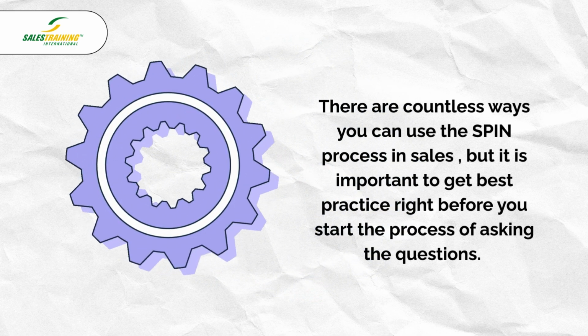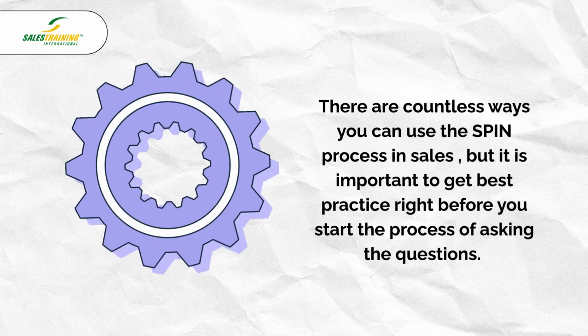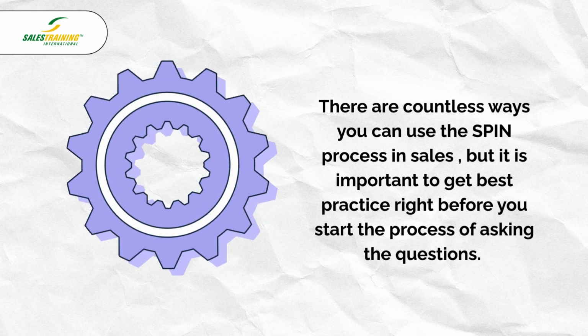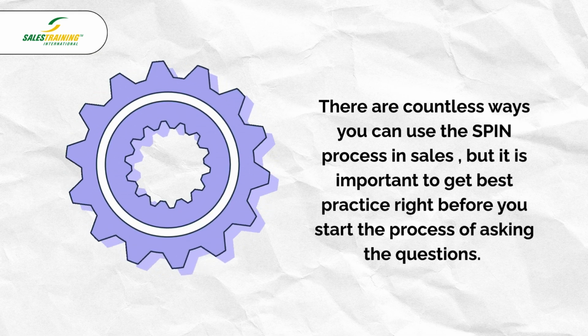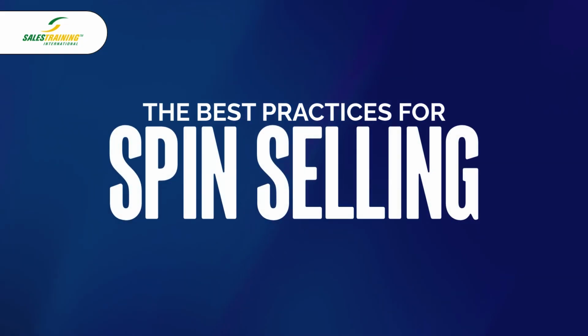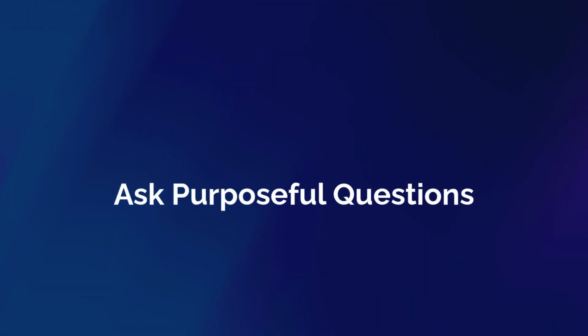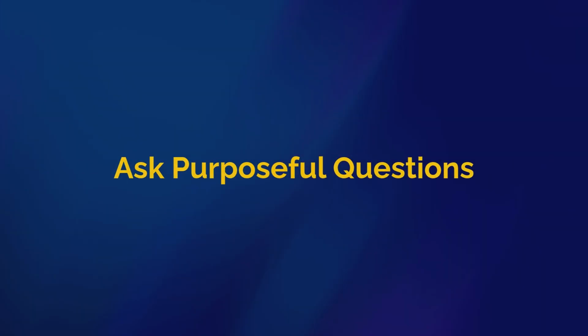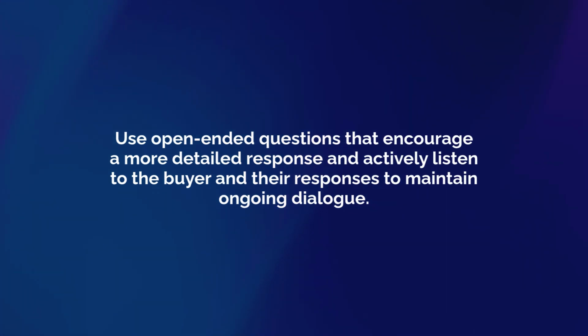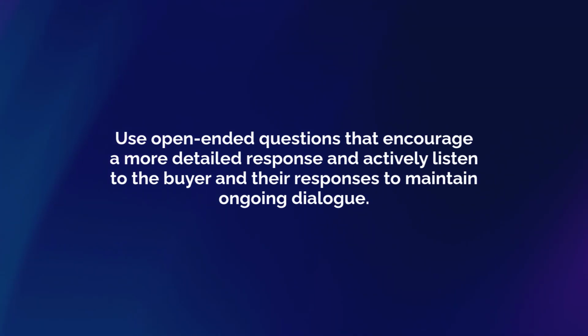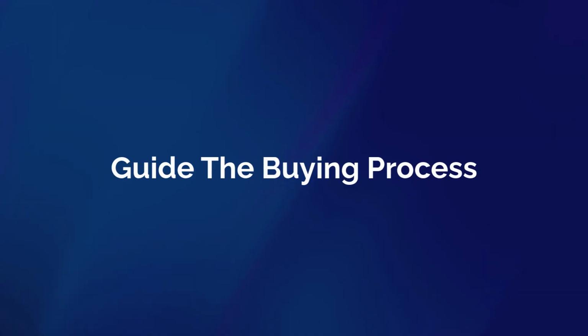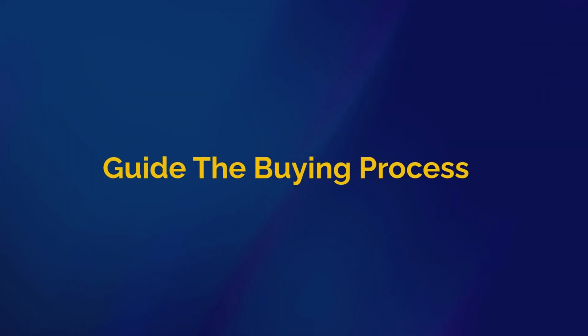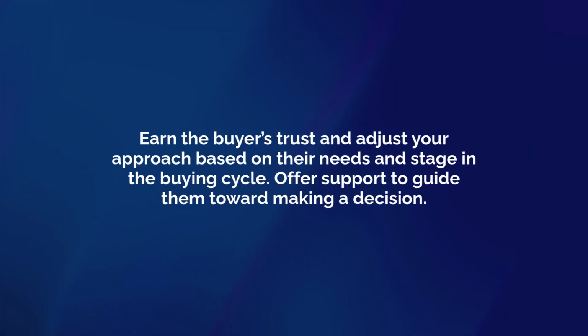There are countless ways you can use spin in the sales process, but it's important to get the practice right before you start the process of asking the questions. The best practices for spin selling: ask purposeful questions. Use open-ended questions that encourage a more detailed response and actively listen to the buyer and their response to maintain an ongoing dialogue. Guide the buying process. Earn the buyer's trust and adjust your approach based on their needs and the stage in the buying cycle. Offer support to guide them towards making a decision.